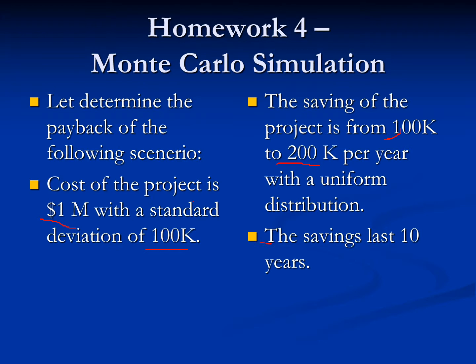And we'll also assume that the savings last 10 years. So the question is, is this a good project or is this not a good project? And when you take engineering econ, those of you who haven't already taken it, you know how to compute the time value of money, and you'd say $1 million cost versus an annuity stream of $150,000 over 10 years. Is that a good investment? But we want to analyze this with randomness in both the savings as well as the project.